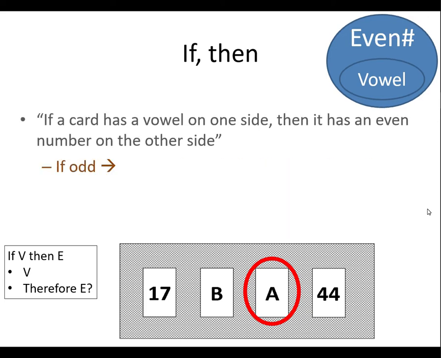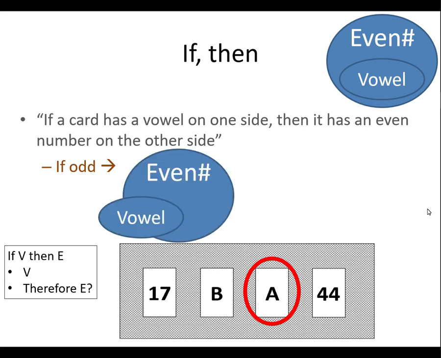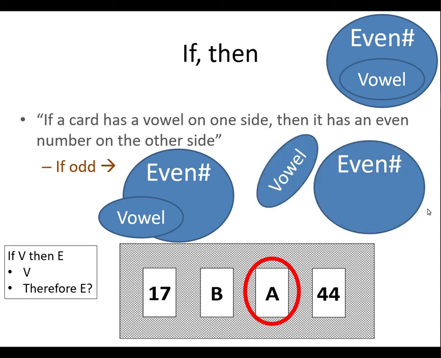Visually, we know if we flip this over and it happens to be an odd number, we know that there is at least one case where the vowel does not correspond to an even number. So the correct drawing of our if-then statement, up in the upper right corner, is wrong. We could be dealing with a partial affirmative type of situation here, where some vowels are on a card with an even number, or maybe no vowels are on cards with even numbers.